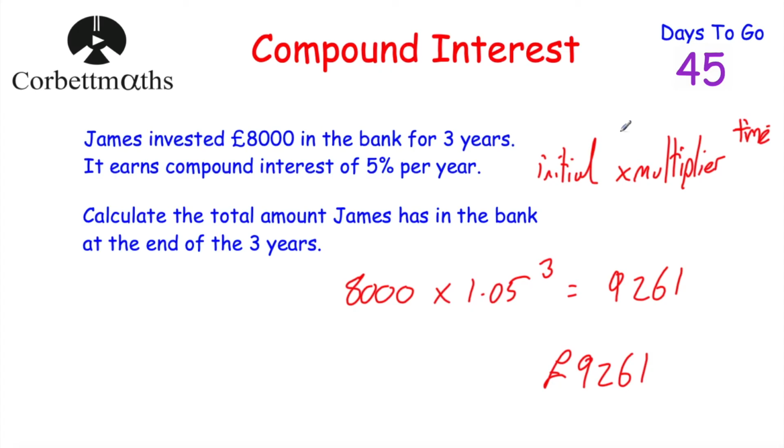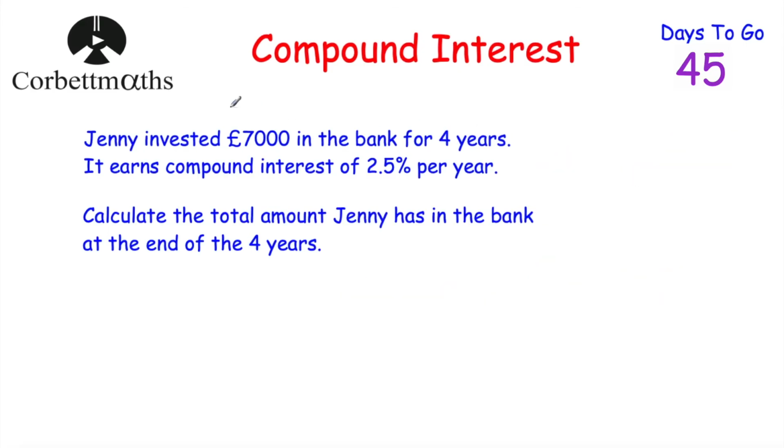So this formula for compound interest just makes our questions a lot quicker and easier, and it's quite a straightforward formula. So let's have a look at a question now for you to try. So this one's for you to try now. It says Jenny invests £7,000 in the bank for 4 years. It earns compound interest of 2.5% per year. Calculate the amount of money Jenny has in the bank at the end of 4 years. So have a go at this question now. Feel free to pause the video and to try this question.